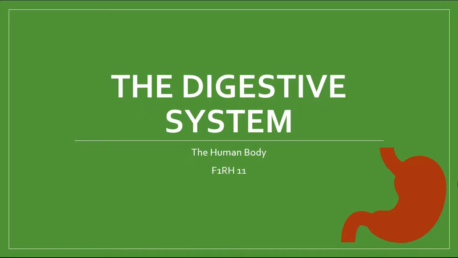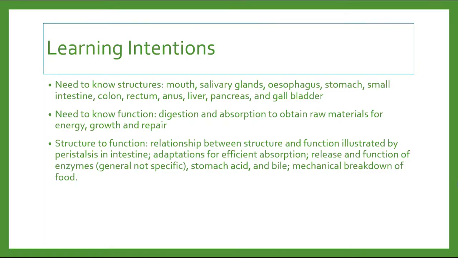This video will cover the digestive system as part of the human body unit. What you'll need to know for the digestive system are some of the anatomical features. So that would be the mouth, the salivary glands, esophagus, stomach, small intestine, colon, rectum, anus, liver, pancreas, and gallbladder. You'll also need to know the function of these structures, and in particular, what they do in terms of digestion and absorption. You'll also be expected to relate that structure to its function.